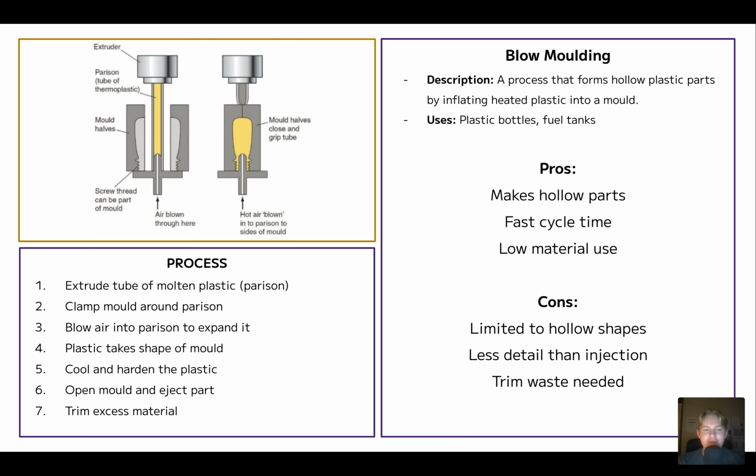And then you'd clamp around the parison and blow air into it to expand it into the mold shape. And once the plastic has taken the shape of the mold, you'd wait for the plastic to cool and harden, and then you can eject the part and trim any of the excess.